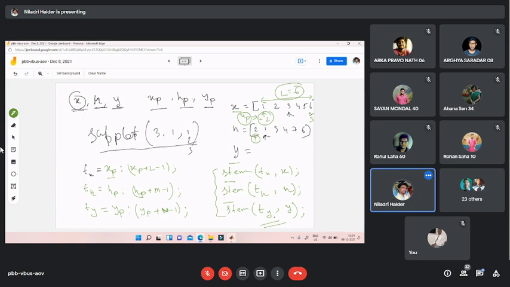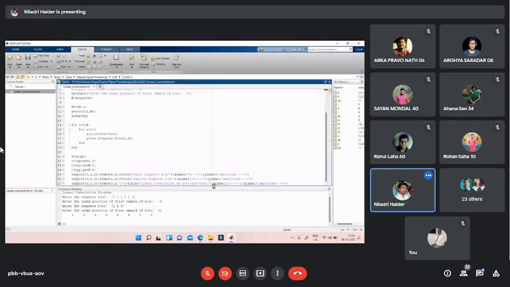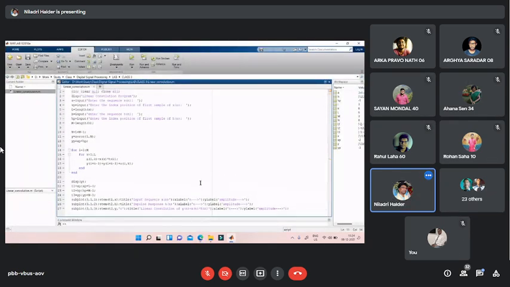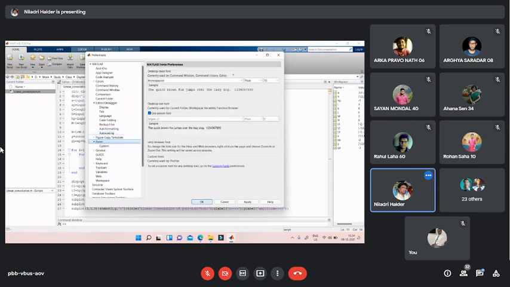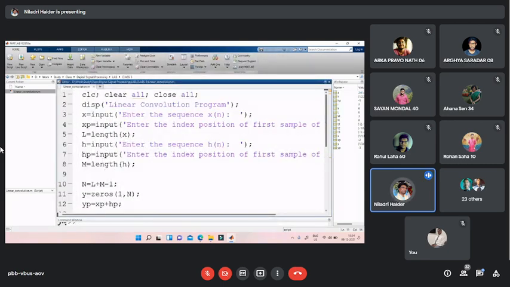Then come to the code. সাইজ বাড়াতে হবে না। সব দেখতে পাচ্ছিস?